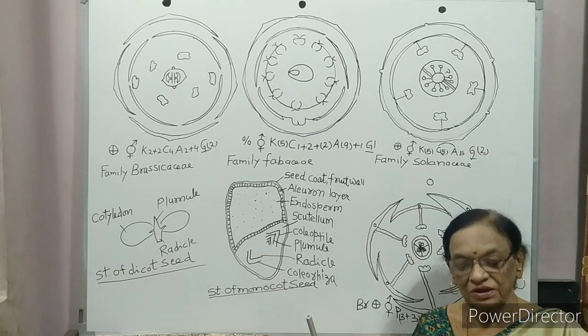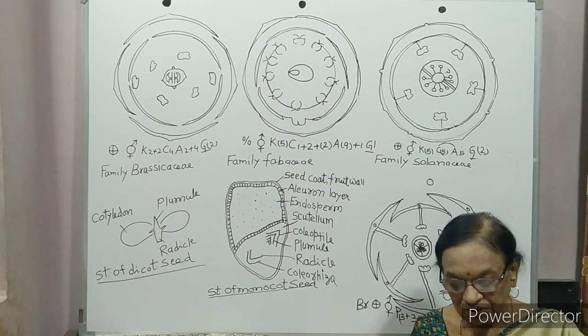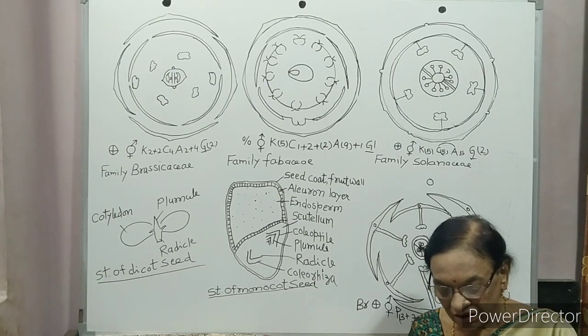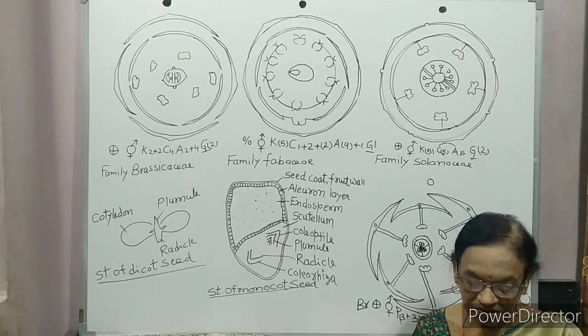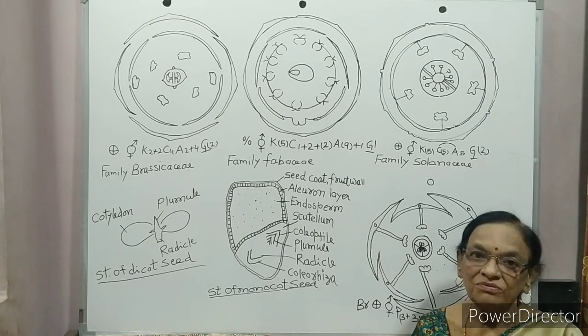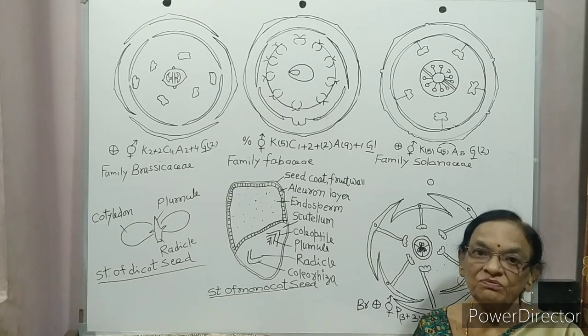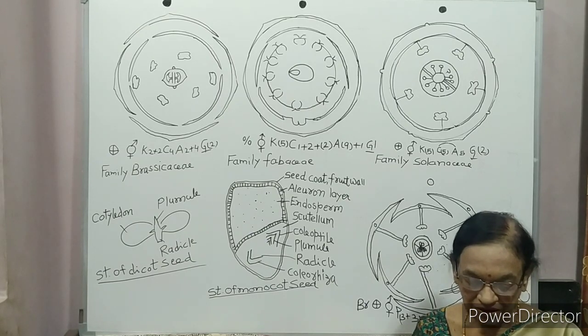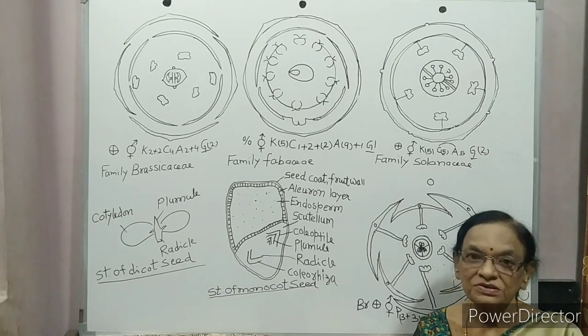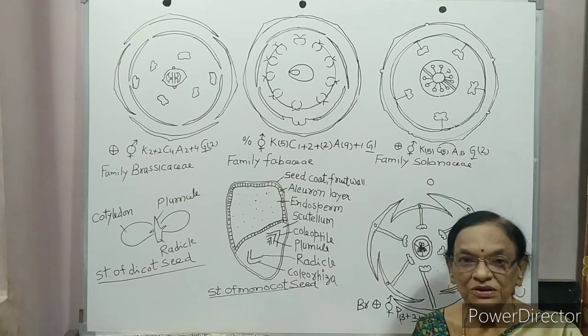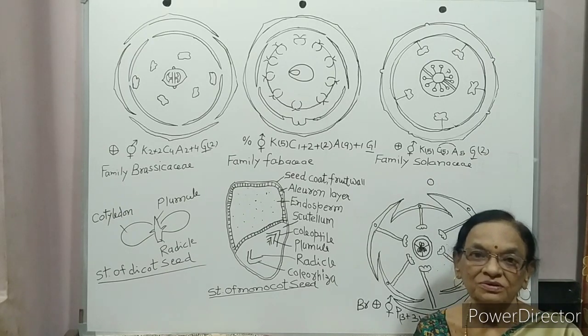Now the next topic is the semi-technical description of a typical flowering plant. How to describe a typical flowering plant? When we describe a typical flowering plant, the description is in scientific language. First, the classification of the plant is given. Then its habitat, where it is found.